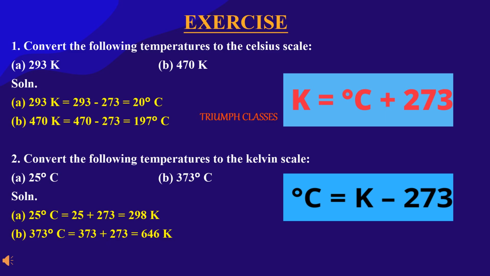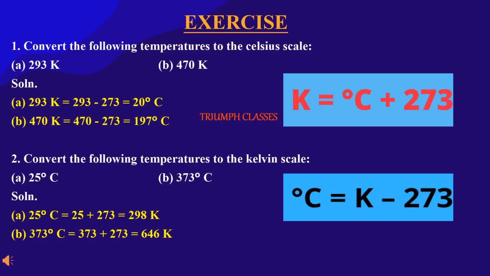degrees Celsius. Part B: 470 Kelvin. 470 minus 273 is equal to 197 degrees Celsius, so 470 Kelvin is equal to 197 degrees Celsius.